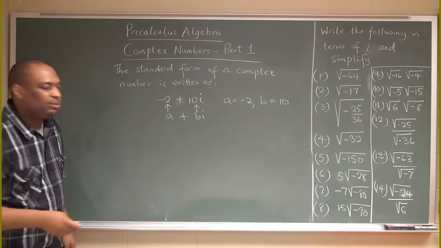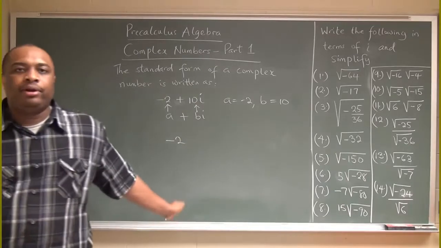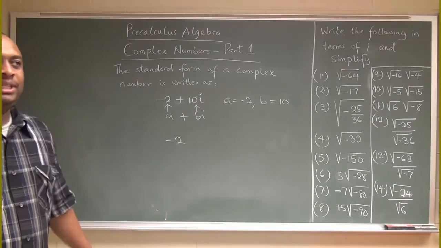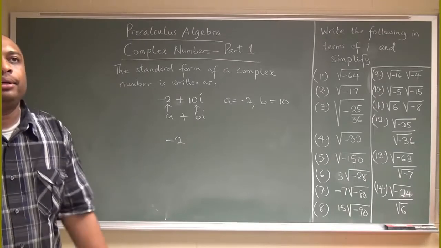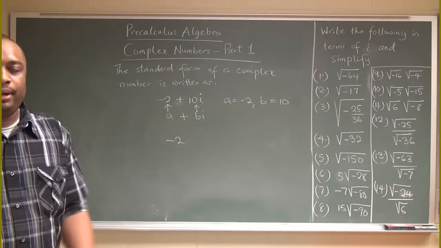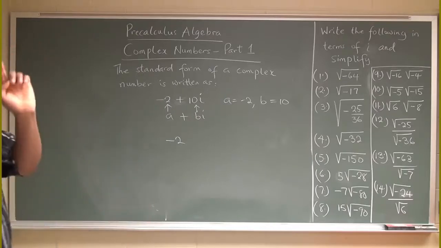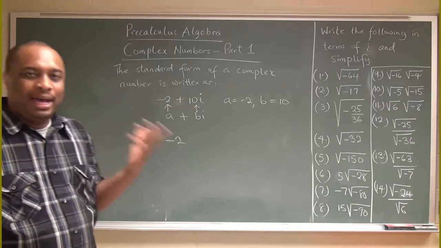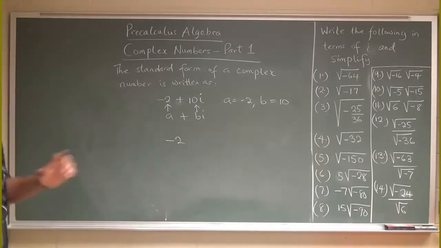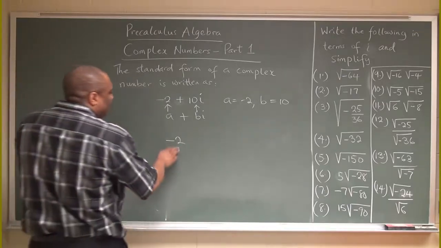Now, what if I have just -2? This is a real number, right? And I ask you, what is the real part and the imaginary part of the complex number? Like I said earlier, you can write every real number as a complex number, but you cannot write every complex number as a real number.